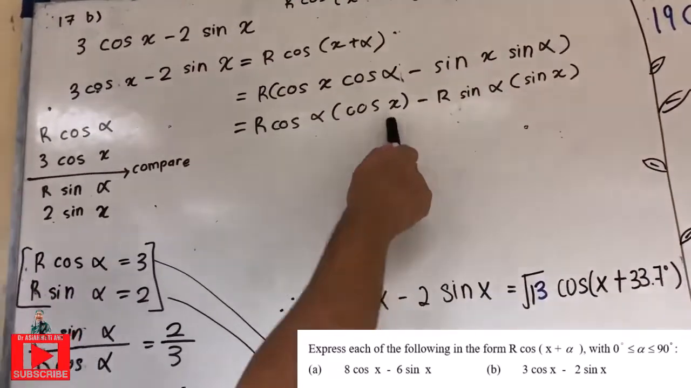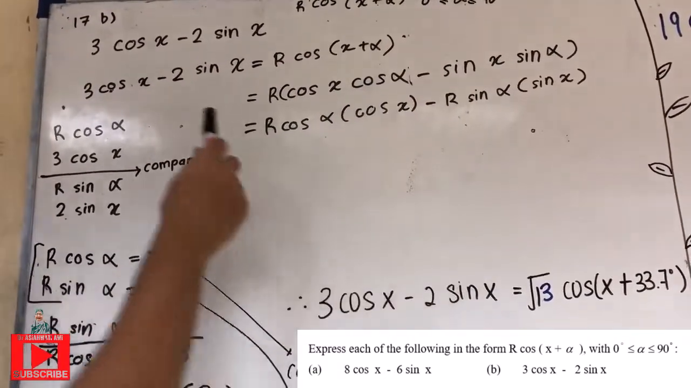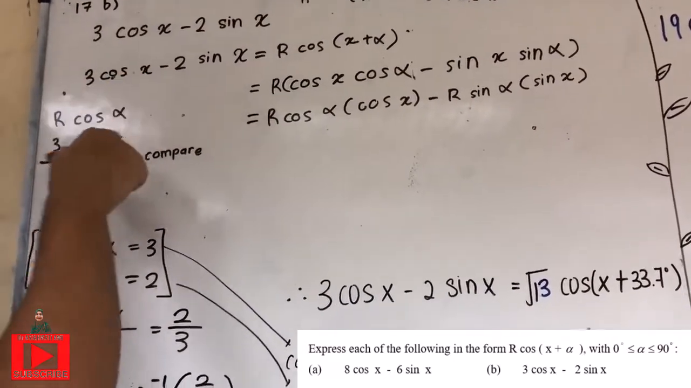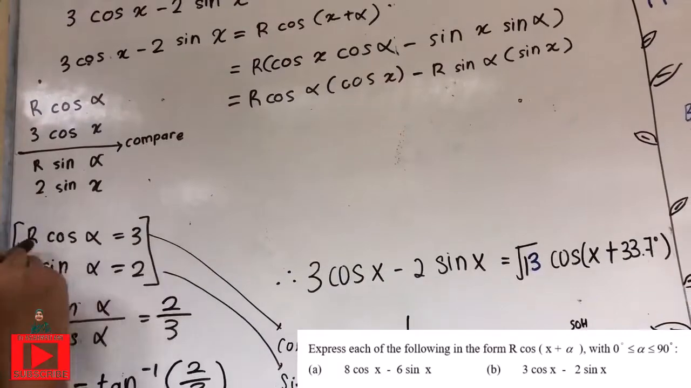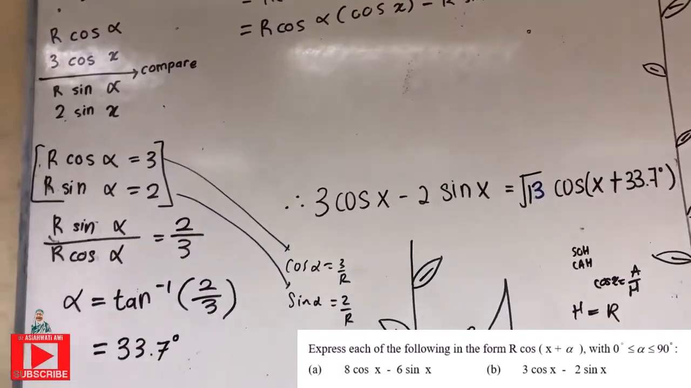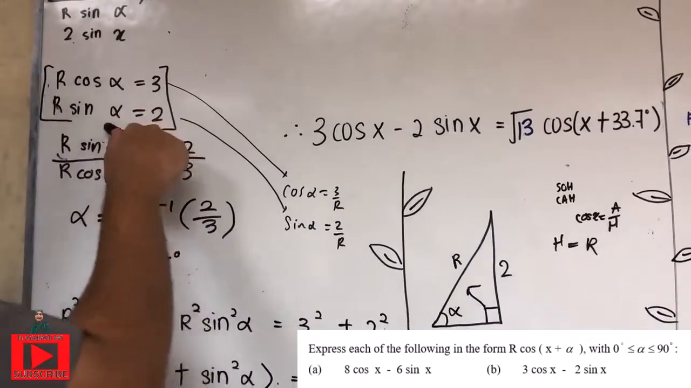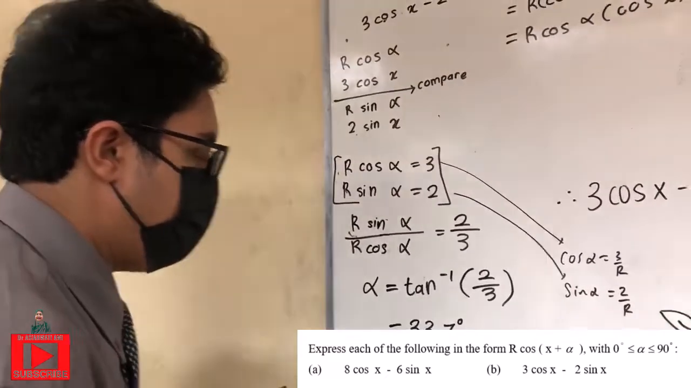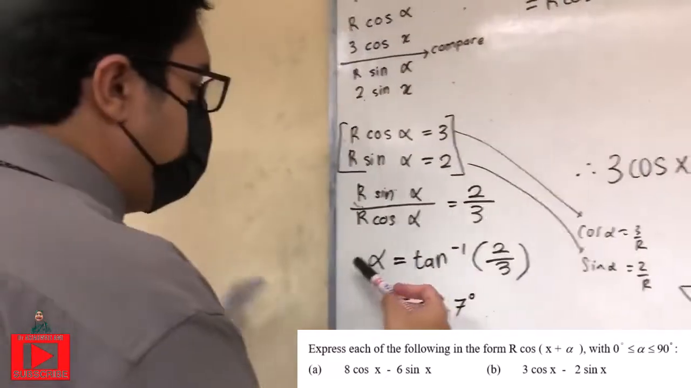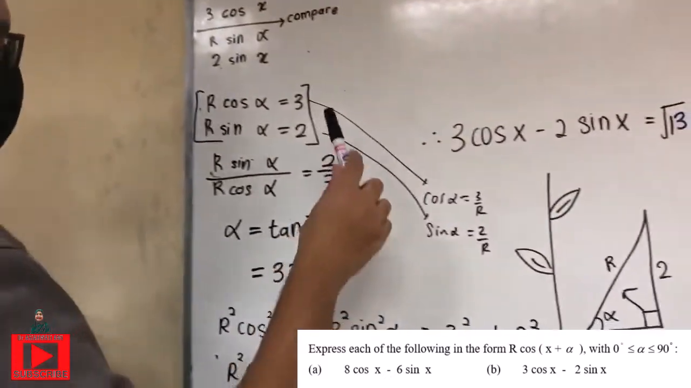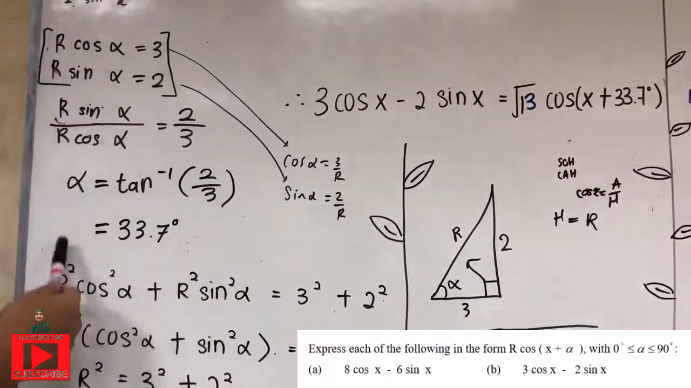So yang ada x tu kita letak dalam bracket. So kita comparekan balik dengan yang original. Sebab ada cos kita compare, sebab ada sin kita compare. Lepas tu kita akan dapat r cos alpha equal to 3, r sin alpha equal to 2. Alright, habis tu kita bahagikan sin divide by cos, sebab sin over cos is equal to tan. So kita cari basic angle, tan inverse of 2 over 3 akan dapat 33.7.